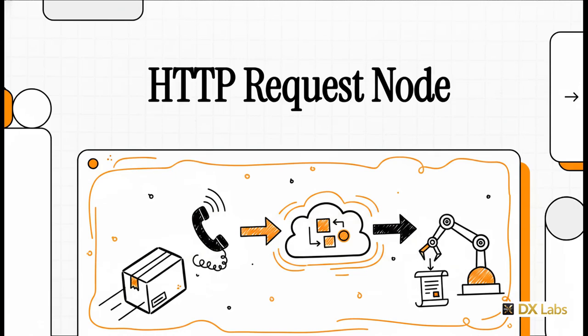Imagine you need a package picked up right now. You don't have a corporate account, you can't use an automated system, you just pick up the phone, make a single direct call, and boom, it's done. Well, in Copilot Studio, that is exactly what the HTTP request node does.